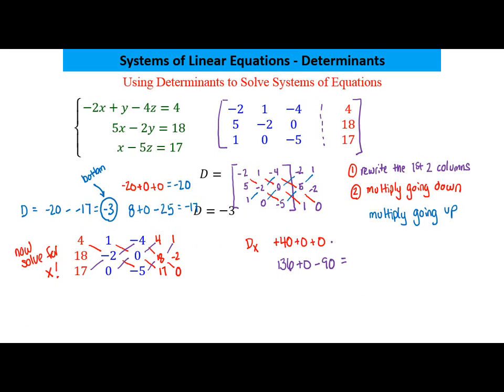Alright, we need to get this answer. The first one was easy, that was 40. This answer is going to be 46. Okay, now, once you have your two answers, what are you supposed to do with them? Subtract. Which is negative 6. Alright, now we have everything we need to get our answer. Our answer is always going to be in this format of dx over d. So this answer goes on top. So that's negative 6 over negative 3. Two negatives make a positive 2.